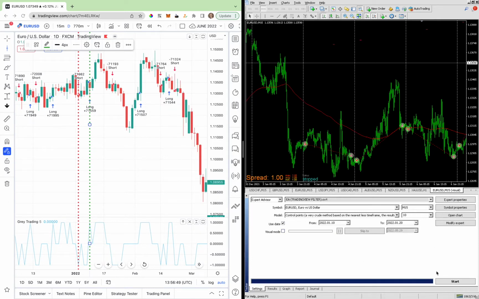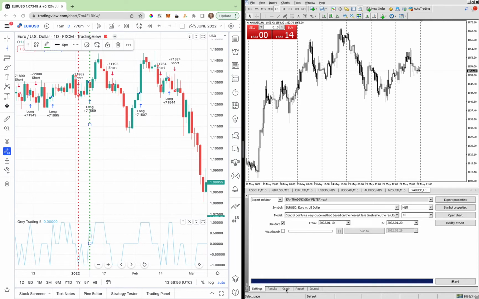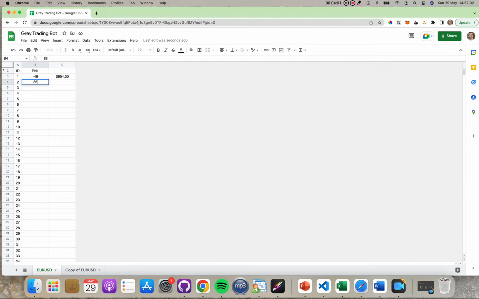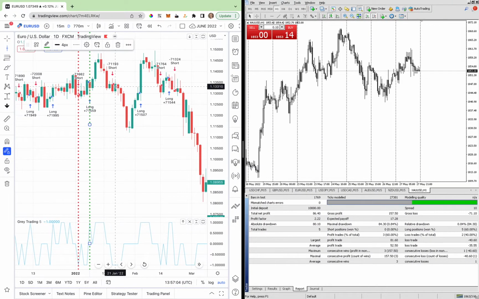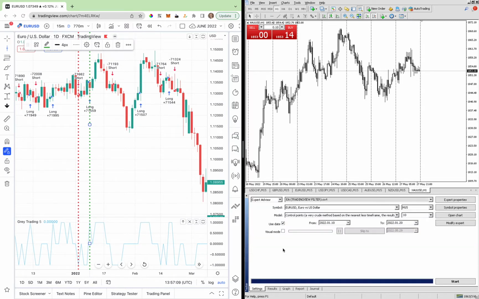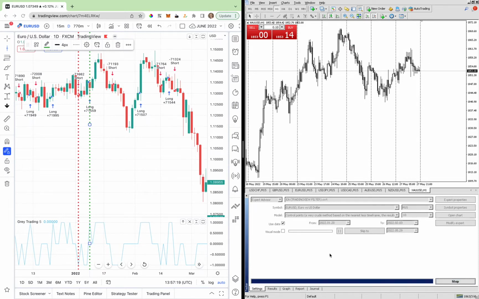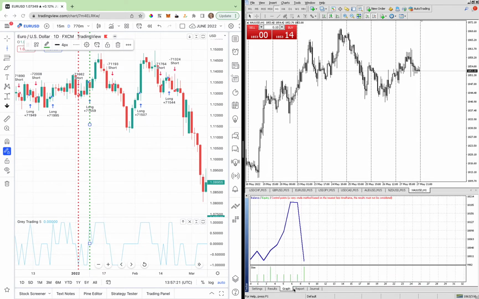We're not going to watch it in visual mode this time because we've already seen how the algorithm trades, so we don't need to do that every time. Okay, so we turned a profit, $86. Okay, so the next trade now is on 20th of January to the 3rd of February, on short. Okay, so it hasn't turned a profit, but it's not to worry.